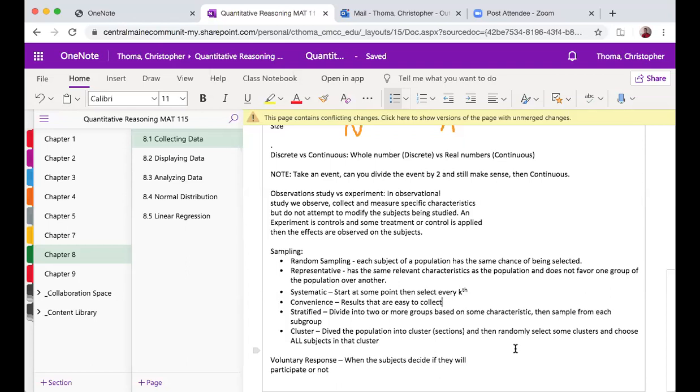All right. Voluntary response is the worst type of sampling, but it's one we use a lot, right? Voluntary response is when subjects decide if they will participate or not. The issue with this is your data is typically extremely biased, right? So think about it, when you go to restaurants or stores, they always say, hey, if you complete this little survey at the bottom of this receipt, we will give you a free cheeseburger, right?